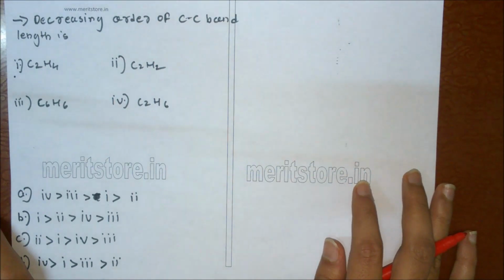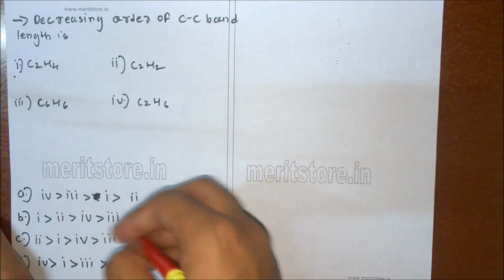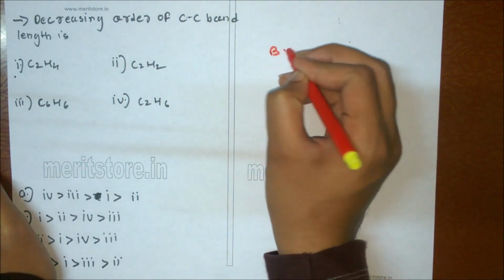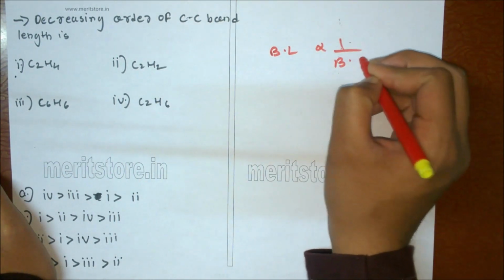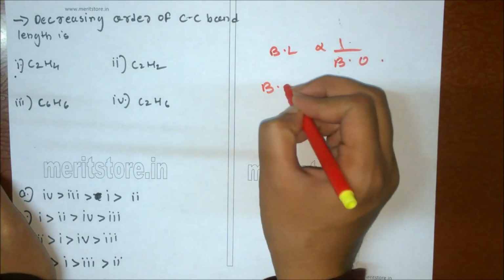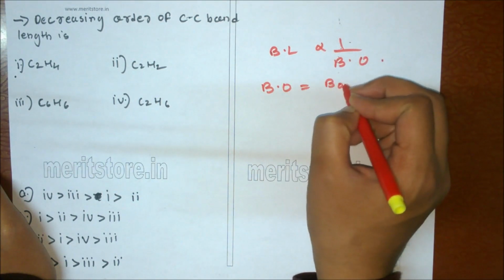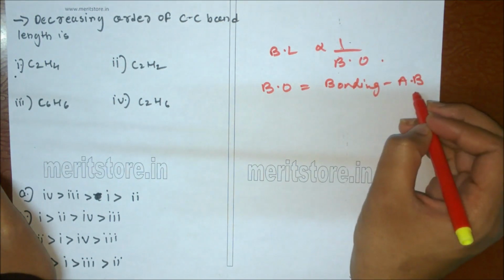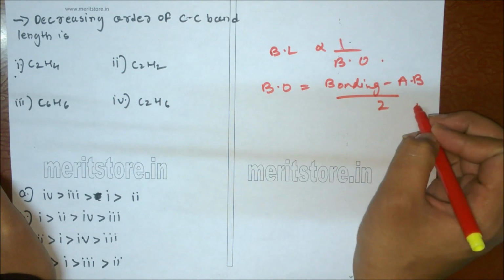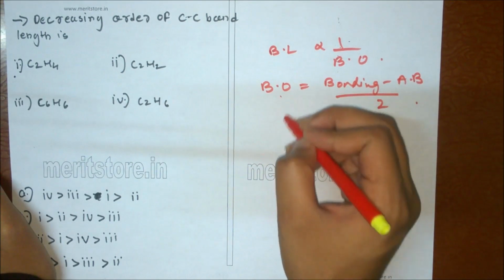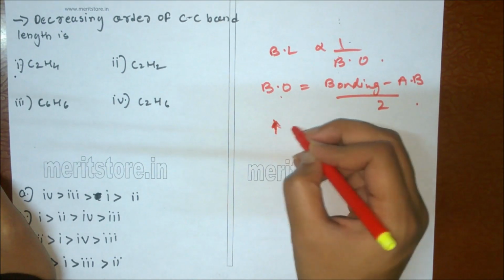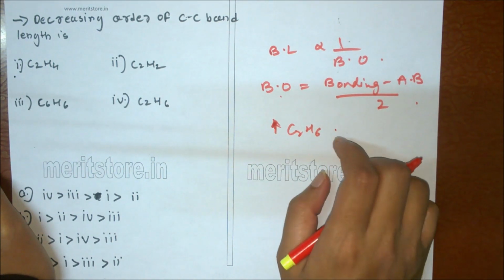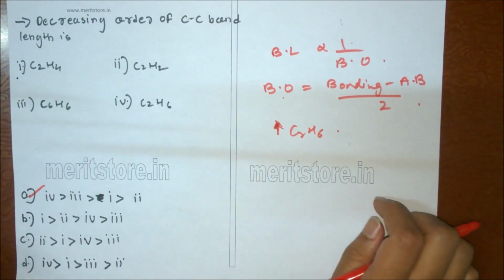Decreasing order of carbon-carbon bond length in the following structures given is. So the bond length is inversely proportional to bond order, and bond order is equal to bonding minus anti-bonding electrons upon 2. Hence bond order is highest for C2H6. So it has minimum bond strength. So option A is the correct answer.